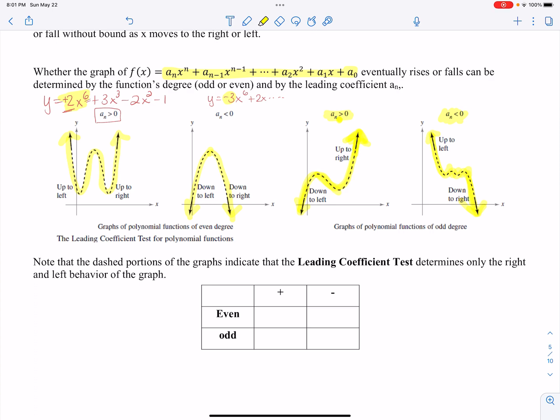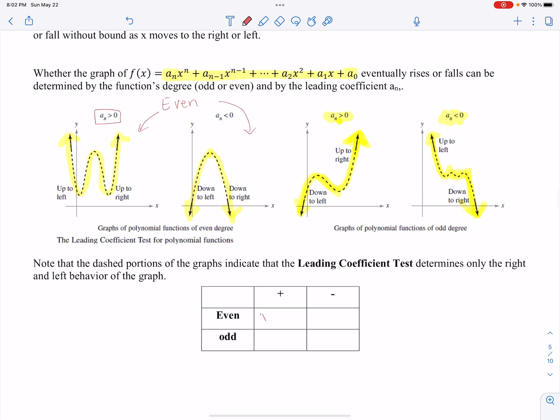So, long story short, notice these graphs are dashed in the middle. That's because we don't really have the information on what's happening in the middle. All I know is that if that first degree term is even, both ends go in the same direction, and the sign determines whether they both go up or down. So even and positive means both ends go up, even and negative means both ends go down, and whatever's happening in between would require more investigation.